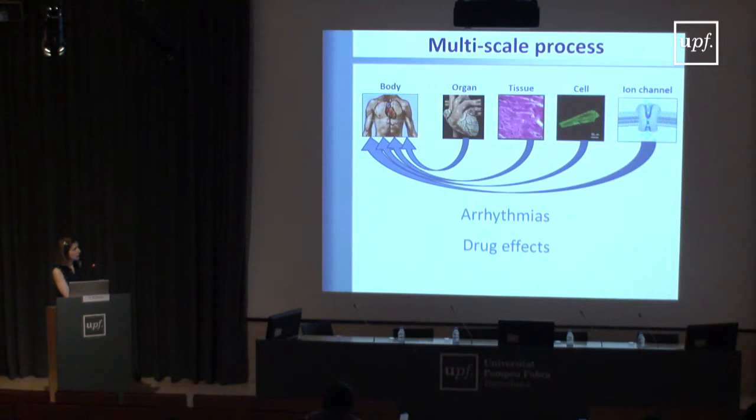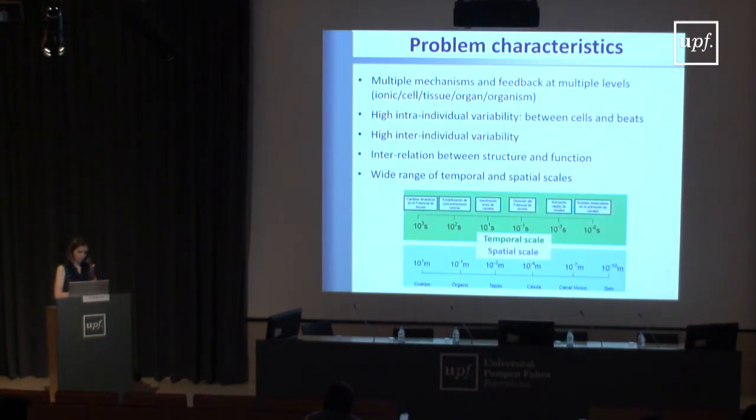Any alteration in any of these scales, at the ion channel, cell, tissue, or even the whole organ, can lead to alterations that we can see in the electrical signal that we measure in the torso. Well, as you can imagine, there is multiple feedback between the different levels, which makes the problem highly complicated.